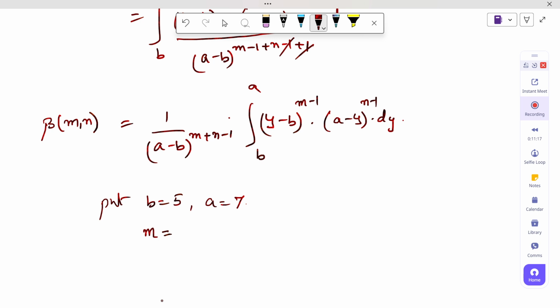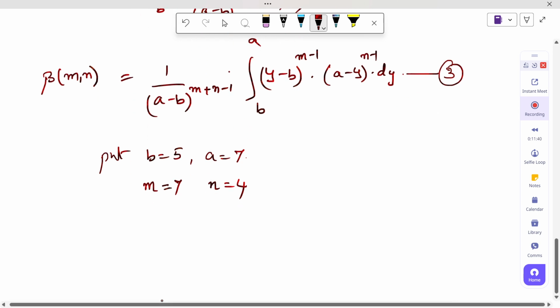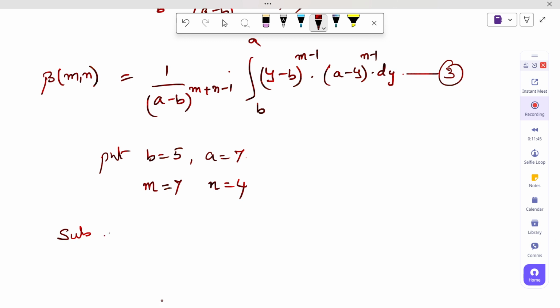Then m is equal to 7 simply. 7 minus 1 will give you 6. And what about n? n is equal to 4. Substitute in equation number 3. Substitute the above values in equation number 3.